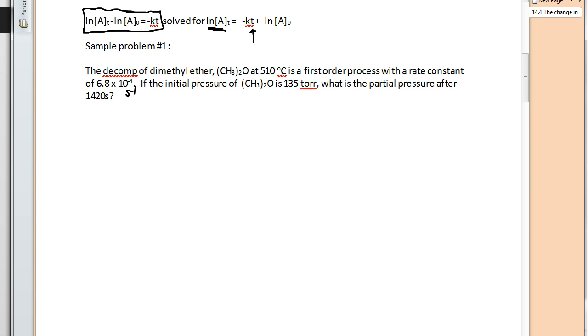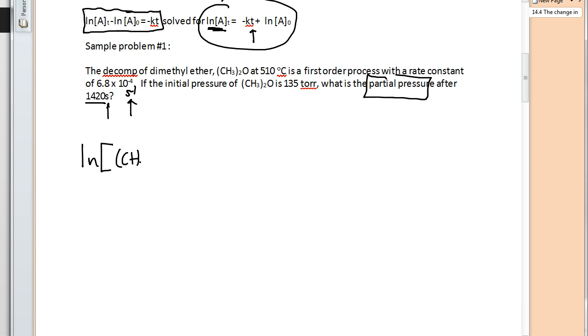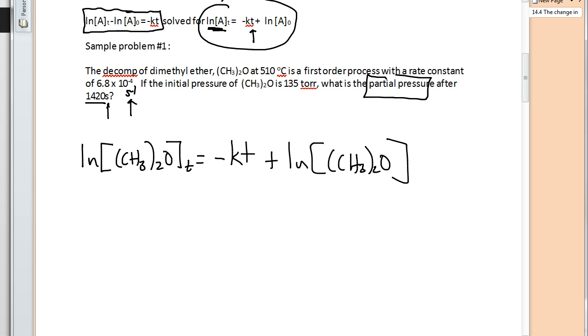So they may have given this to us in minutes. We would have to convert, but it's seconds there, and we have a rate law constant having seconds, and so we're good on this one. And so let's take a look at what we can do here. We are looking for the partial pressure after a certain time, so that's going to be the concentration of this gas. And so we're going to go ahead and use the equation as it is solved up here, which will be nice and convenient. So we're going to do natural log of our dimethyl ether, and this is going to be at time, is going to be equal to negative kt plus the natural log of our dimethyl ether, and that's going to be initially.